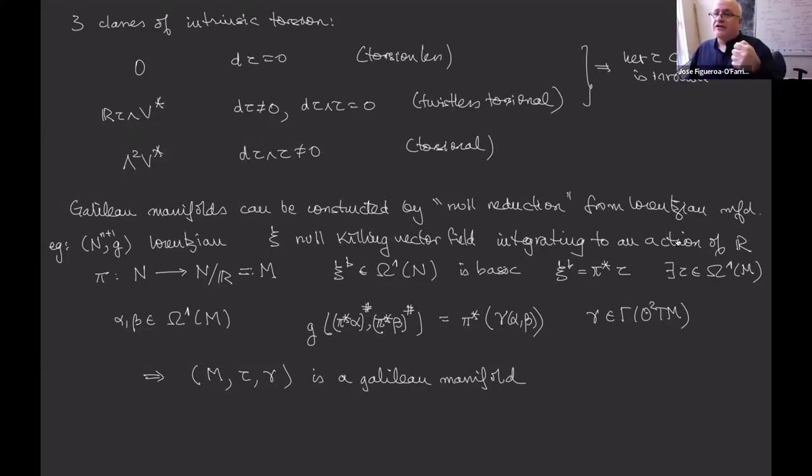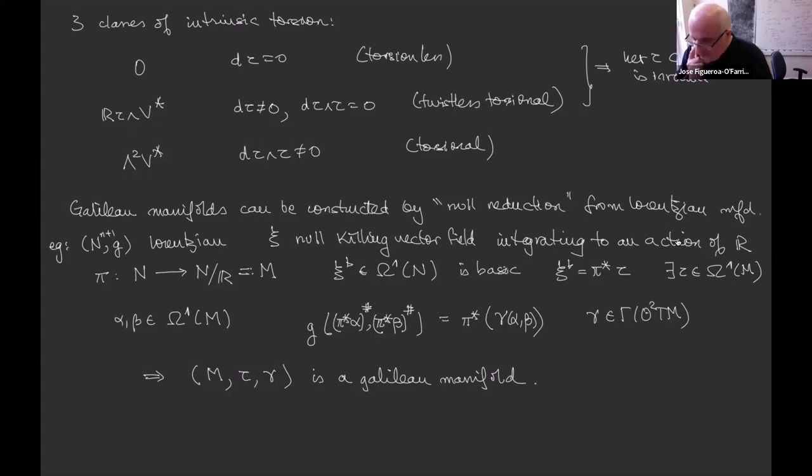So in particular, that form is horizontal. So when you contract xi on it, which is the same thing as taking the metric inner product of xi with the sharp of that one form, then you get zero. So anyway, this is a Galilean manifold.